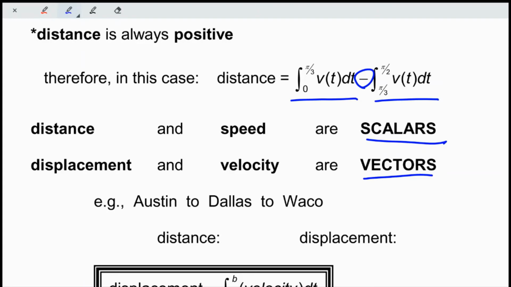Okay, so remember that distance and speed are just scalar values. That's why we're always thinking about absolute value when we think about distance or speed. When we think about displacement and velocity, those both have negatives and positives associated with them.